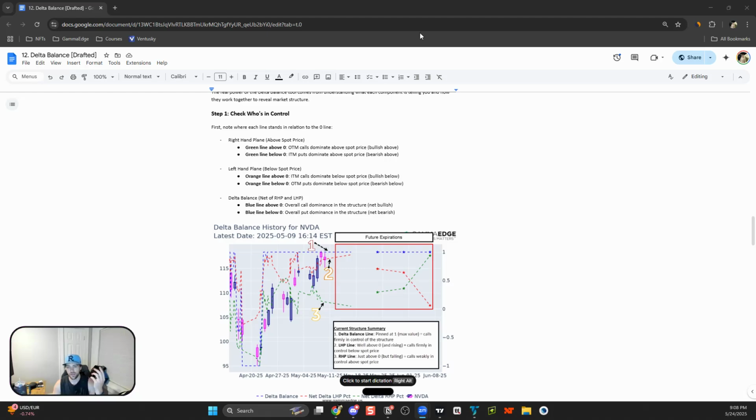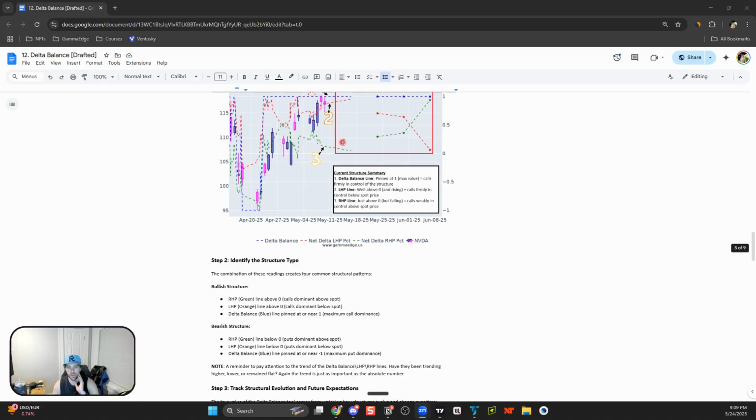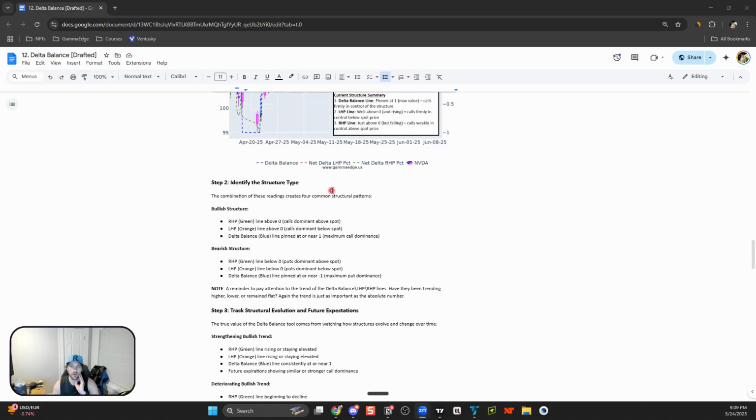It's the same thought with the green line and the red line. The green line, above spot price, the right-hand plane: above zero call dominated, below zero put dominated. Same thought with the red line. Understanding if it's trending higher or trending lower is important as well. After you understand who's in control, identify the structure type. Bullish structure is you're above zero, trending higher. Bearish structure, you're below zero, trending lower.